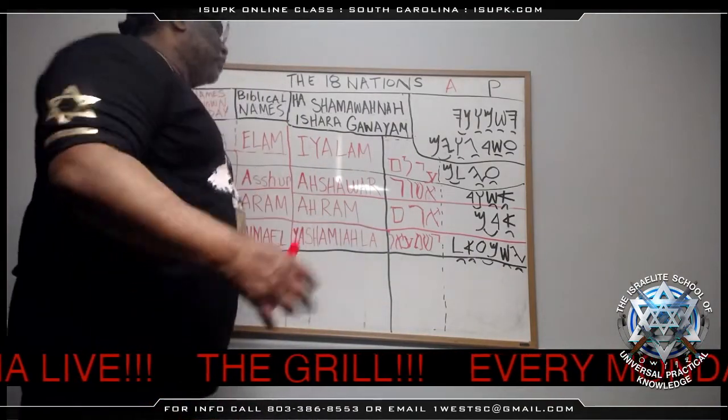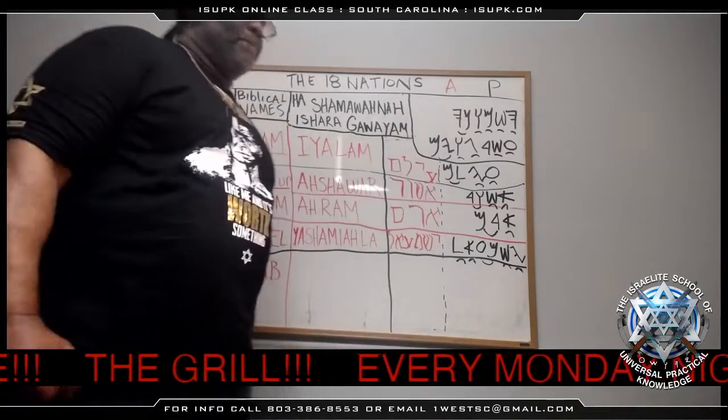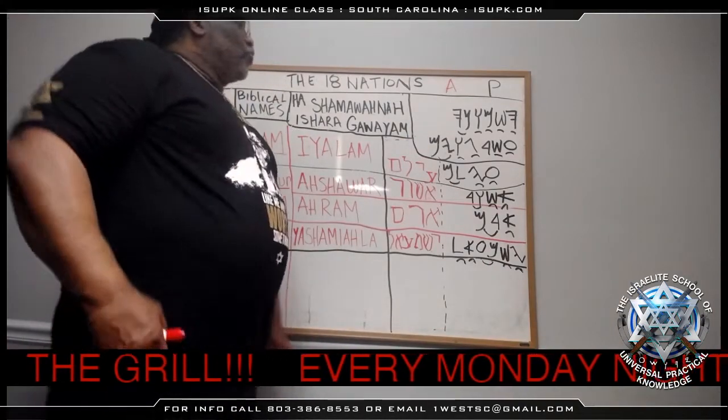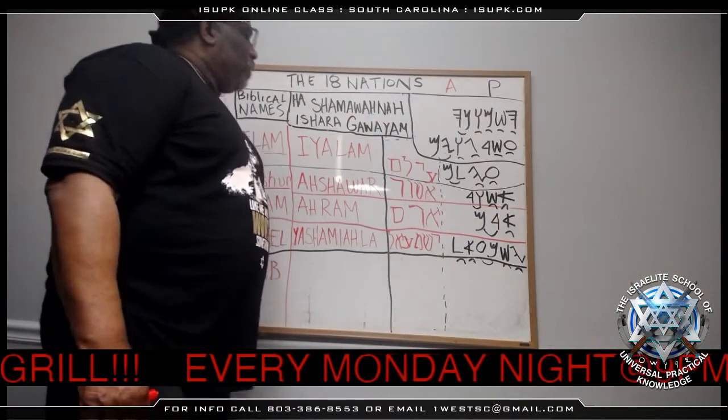Eat anything, do anything, and have the commandments. Only 12 tribes have them. I.S.U.P.K, home of the truth. We teach that. That's what we teach. The truth according to the Bible.